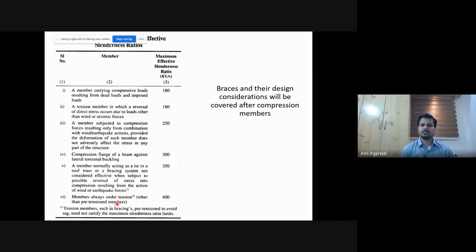So if they are pre-tensioned, then you don't have to have any limit. But as long as they are hot rolled sections which are not pre-tensioned, then you have to have a limit of minimum 400. Now, this 400 limit is for the members for which you are guaranteed to never have any compression coming in. There is no fear of any buckling at all. Still, you have a requirement of a minimum slenderness. Can anybody suggest why?